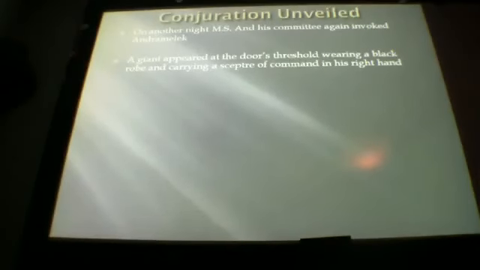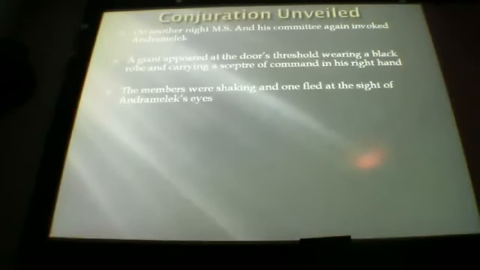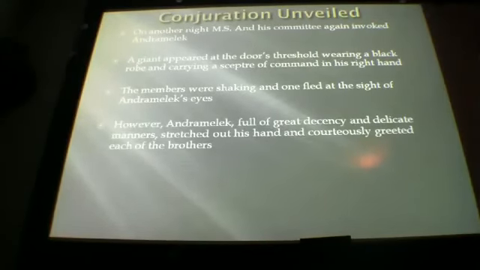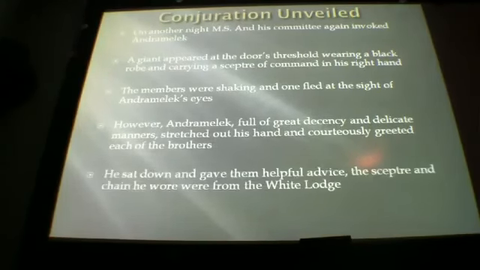Okay. On another night, Master Samael and his committee again invoked Andremelech. A giant appeared at the door's threshold wearing a black robe and carrying a scepter of command in his right hand. The members were shaking, and one fled at the sight of Andremelech's eyes. However, Andremelech, full of great decency and delicate manners, stretched out his hand and courteously greeted each of the brothers and sisters. He sat down and gave them helpful advice. The scepter and chain he wore were from the White Lodge. So this story is a little confusing, but he explains it.